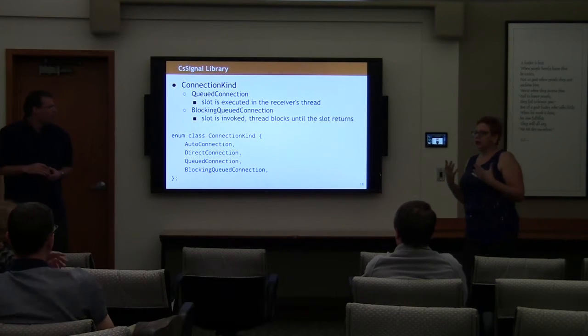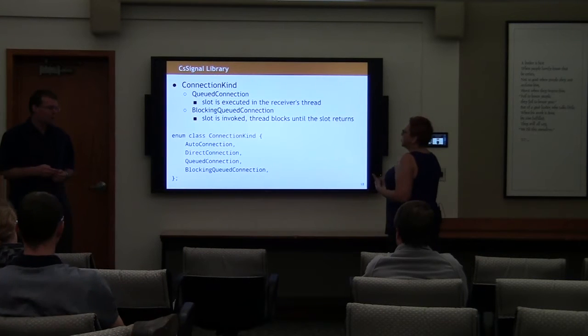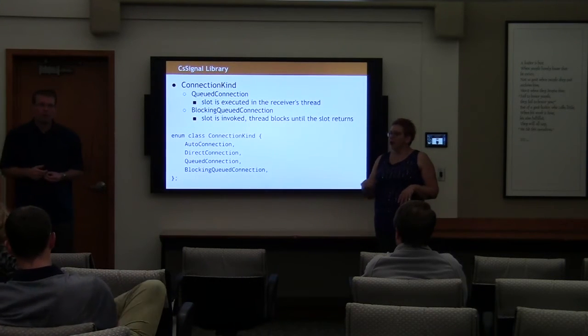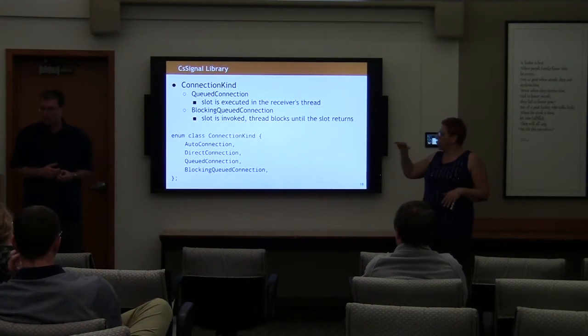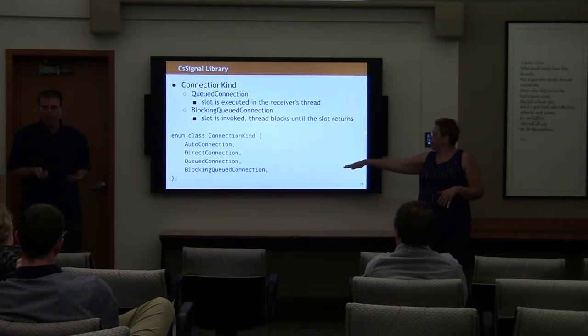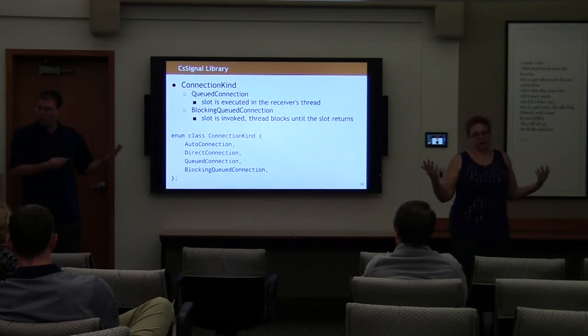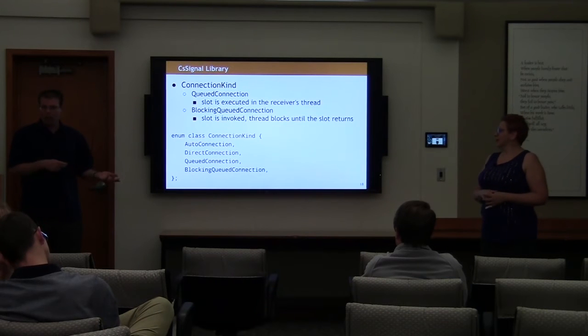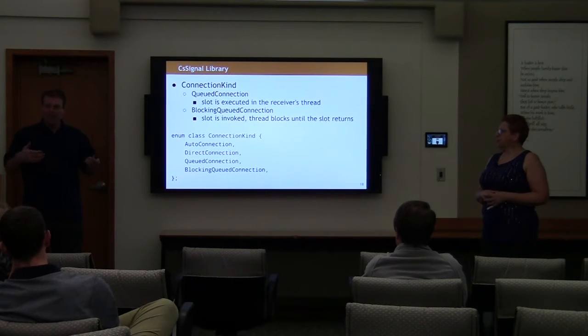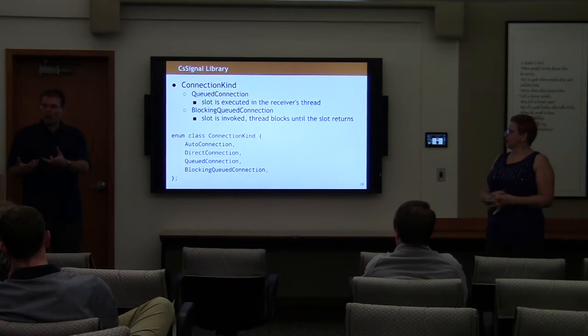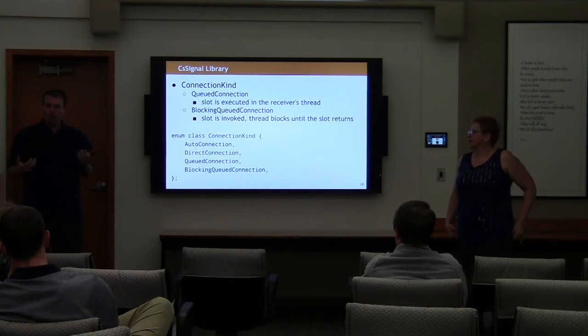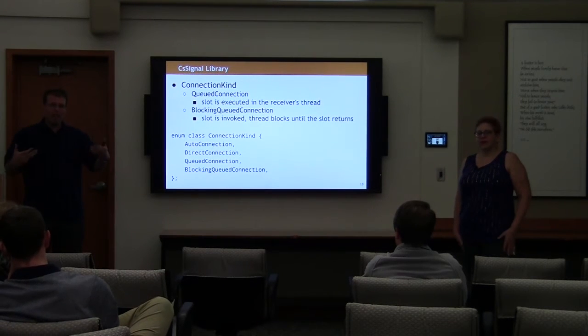So when we're looking at our signal library, one of the first things we needed to bring over was an enum, because we need to declare whether it's an auto, direct, queued, or blocking connection. And these do roughly what they sound like. An auto connection is the default, and what that means is if the sender and receiver are in the same thread, the slot will be invoked immediately on that same thread. If they are in different threads, then the slot invocation will be queued for later processing by the receiver's thread.